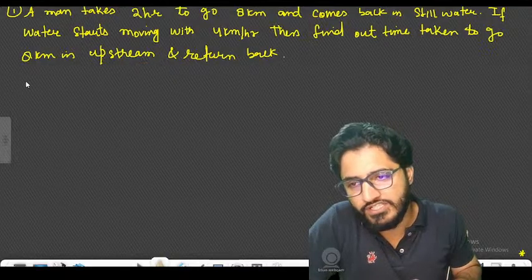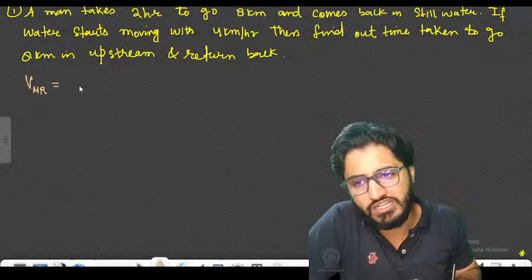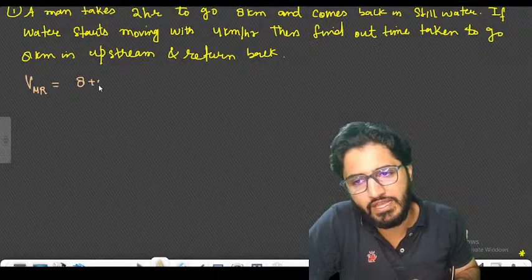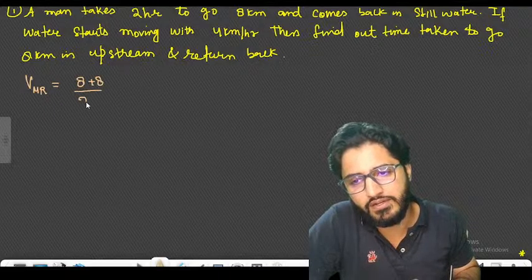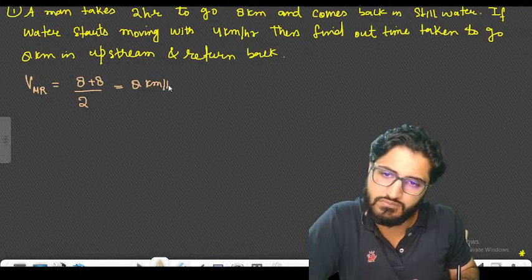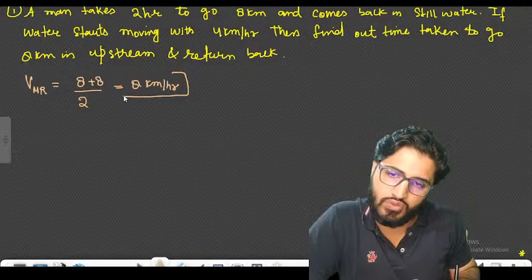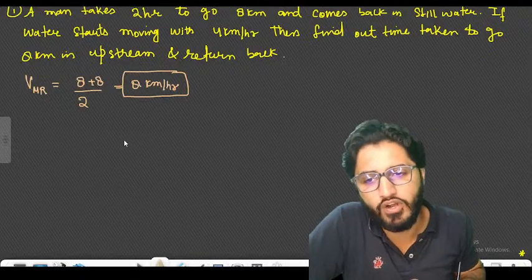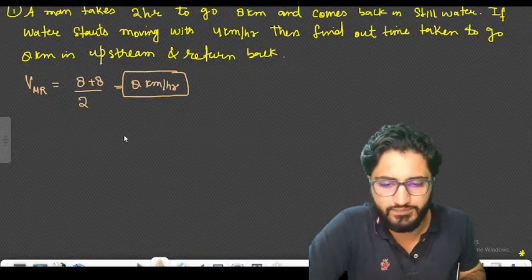So in the first scenario, what will be the speed vmr? Total distance would be 8 plus 8. Total time taken is 2 hours. So you will write it as 8 kilometer per hour. So the speed of the person in still water is 8 kilometer per hour.